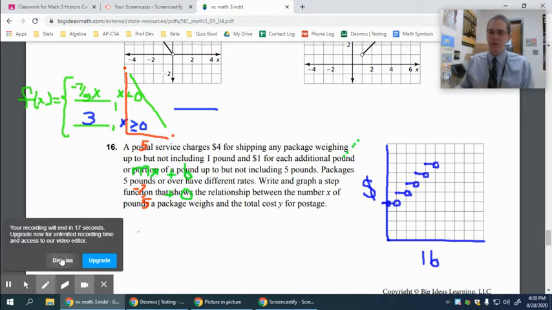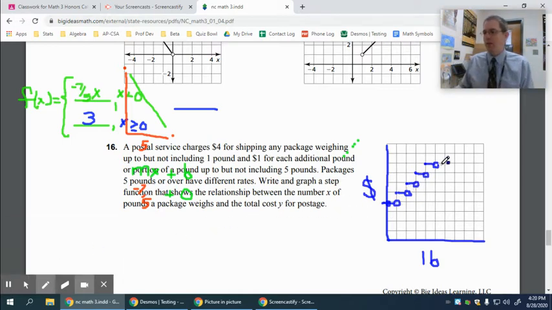So this is the piecewise function. It's actually a step function. You can see how it looks like little stair steps. And this is commonly used for shipping, and for some kind of rate plans like phones. They'll step up your charge by a big amount if you go over a certain number of minutes. So very commonly used in the real world.